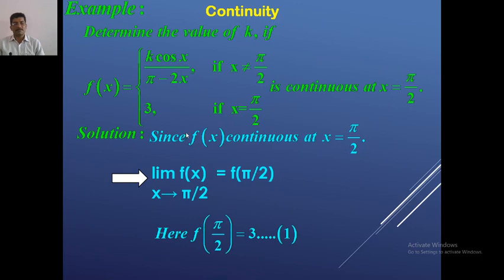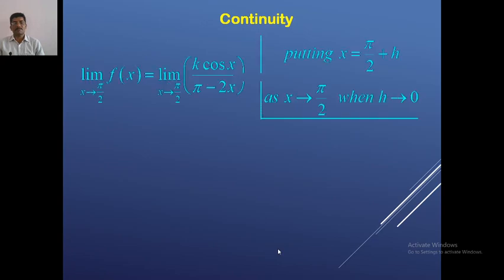First, find the value of the function. Here it is given that at the point x equal to pi by 2, f of x is equal to 3. Therefore, f of pi by 2 is equal to 3. Next, find the value of the limit. Limit of f of x as x tends to pi by 2. As x tends to pi by 2 means x is not equal to pi by 2, either less than or greater than pi by 2.